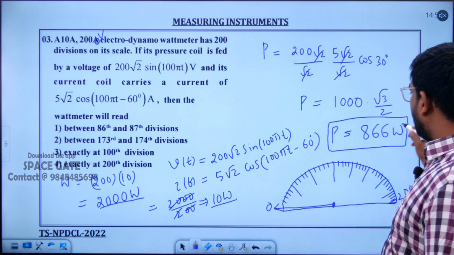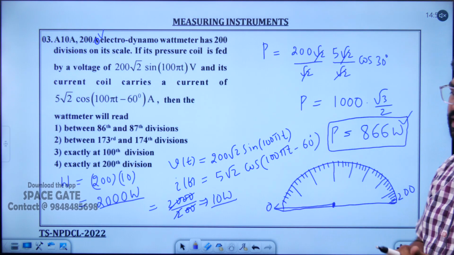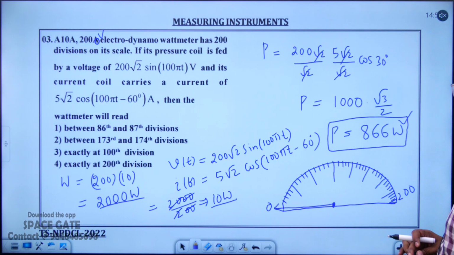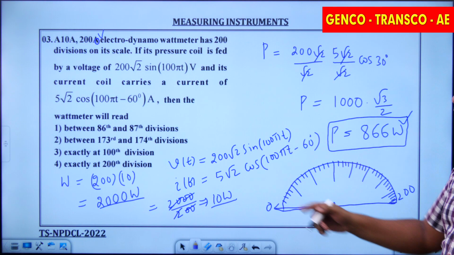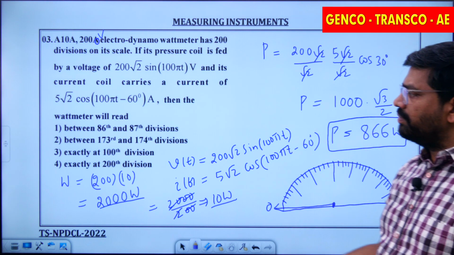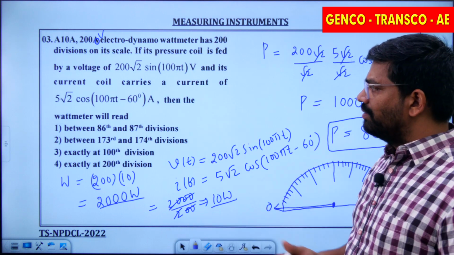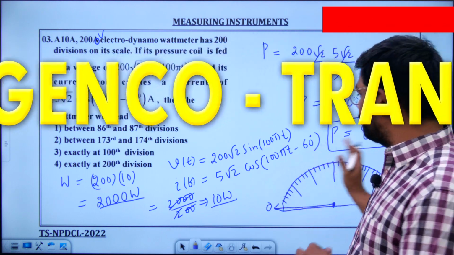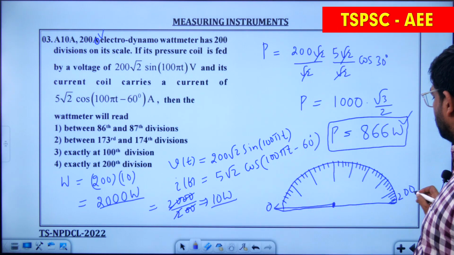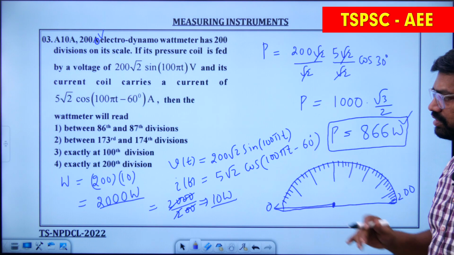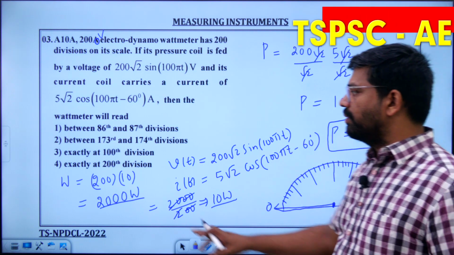So then how much power consumption do we have in the circuit? That is 866 watts. Each division is 10 watts. You come in the reverse order. Anyway, by looking at that, the first option is correct based on this calculation. So 200 divisions means that should come to 2000 watts. So the last option is not correct.